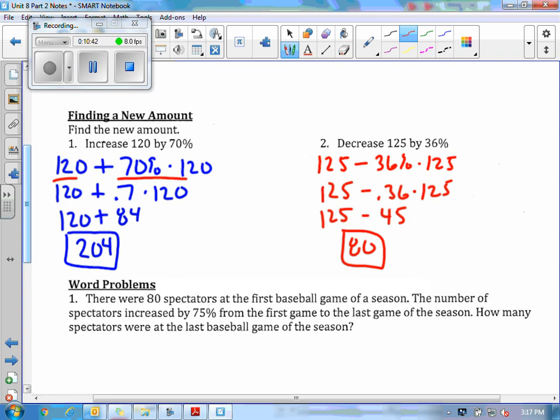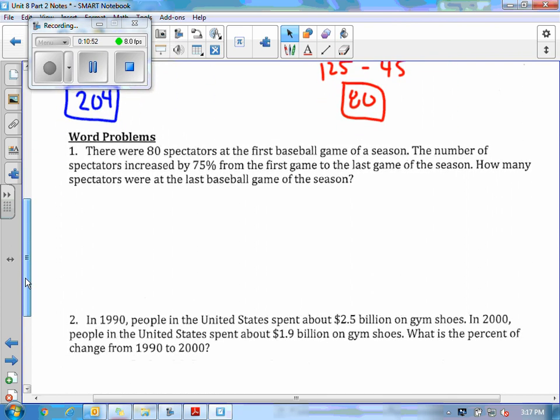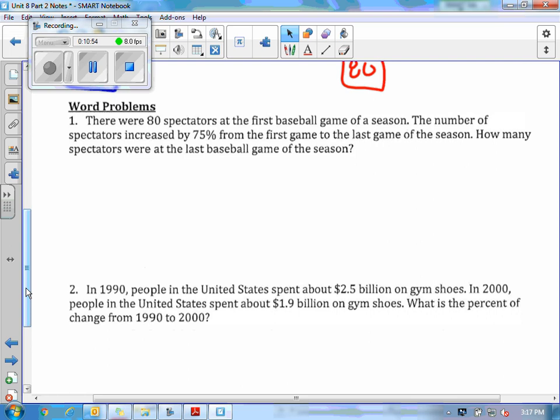So again, common sense says if I'm increasing a number, I need to wind up with a bigger number, which is group number 1. If I'm decreasing, I need to wind up with a smaller number, which I did here. I'm going to leave both of these word problems for you guys to do your best. If you need help, feel free to ask.